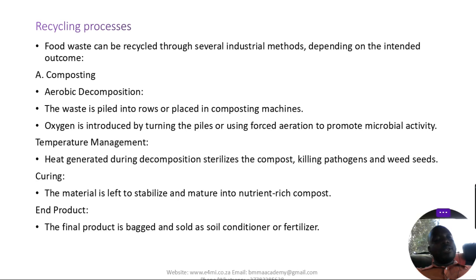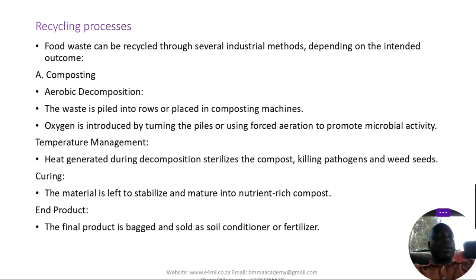So here is how different types of foods are recycled. Food waste can be recycled through several industrial methods that we're going to talk about now, depending on the intended outcome. If you want to compost the food, we spoke about it in the agricultural modules. Compost is an organic fertilizer that we use in order to grow vegetables using natural products that are going to make them healthy and remove the genetically modified chemicals from the food.